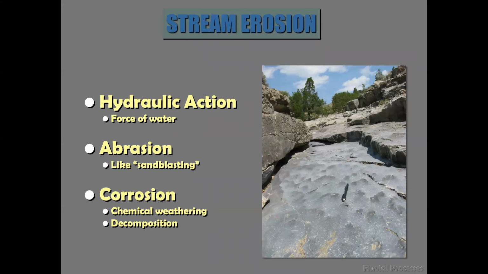Some of the functions of stream erosion: it can do hydraulic action, the force of water, and abrasion, which is sandblasting. Imagine lots of stuff in water and that water moving fast. All those bits of stuff, sand, rock, pebbles, are going to do work on the landscape and reshape it. And then corrosion is a form of chemical weathering.